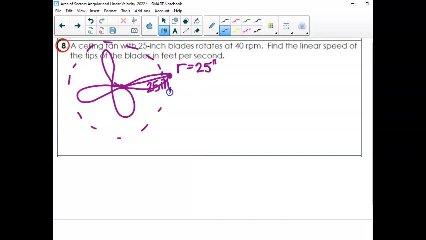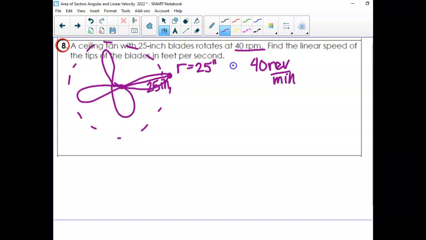So we're going to go with that. All right. And it is rotating. What does this mean? RPMs. Yeah, it does mean revolutions. It doesn't mean radians, okay? So we have 40 revolutions per minute.